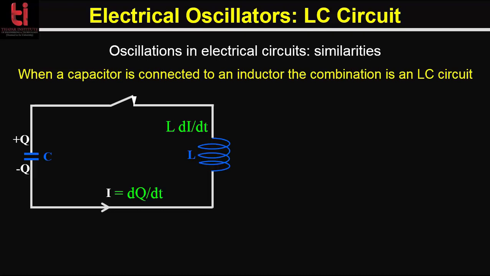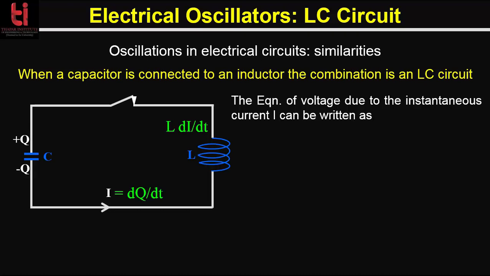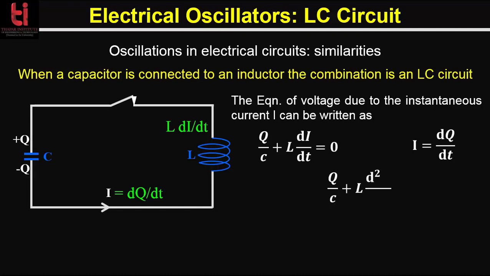According to Kirchhoff's law, the sum of the voltages around the circuit is equal to 0. That means the voltage across the capacitor plus the voltage across the inductor is equal to 0. So the equation of voltage due to the instantaneous current I can be written as Q/C + L di/dt = 0. Now you know that I = dq/dt, so we can rewrite this equation as Q/C + L d²q/dt² = 0. So we can write this as d²q/dt² = -(1/LC) Q.